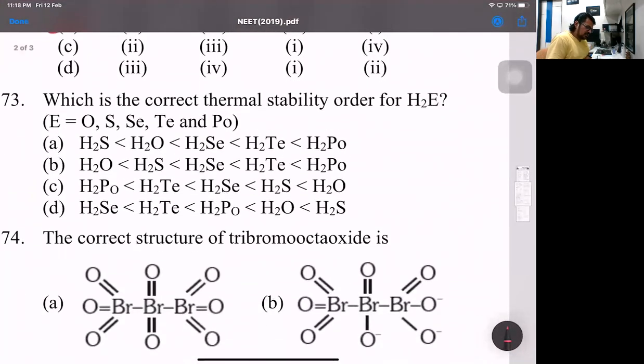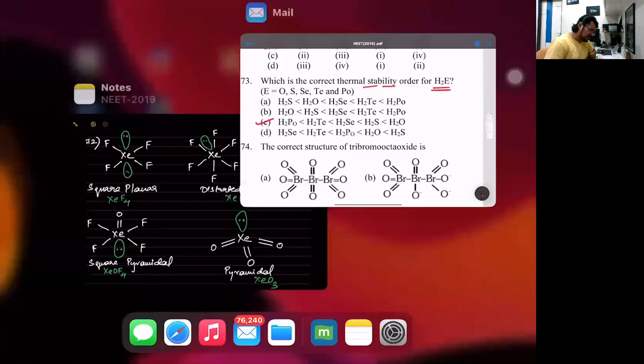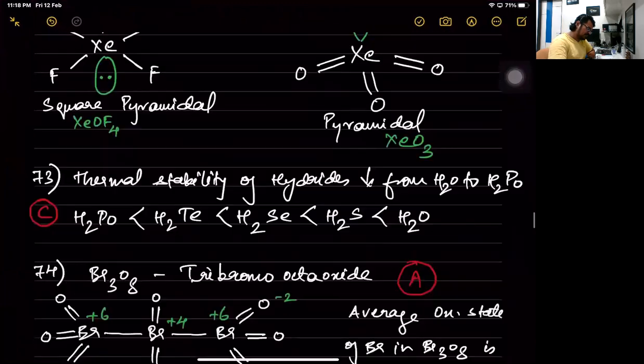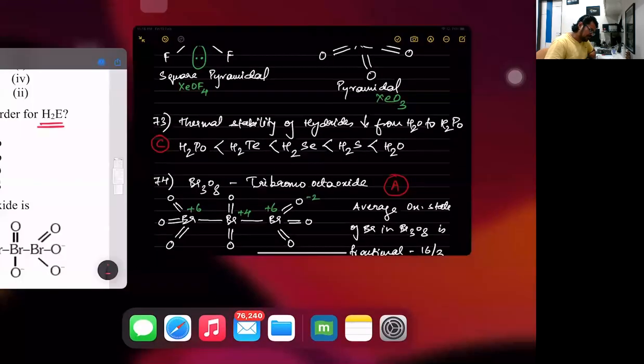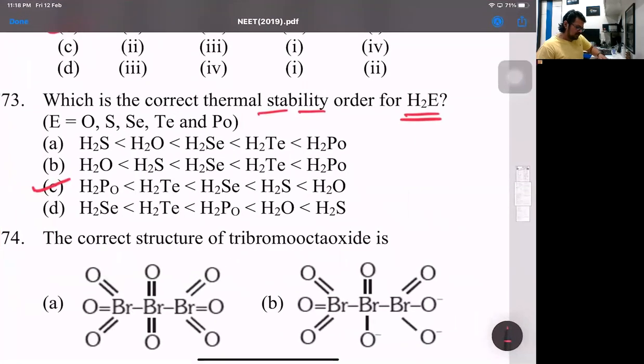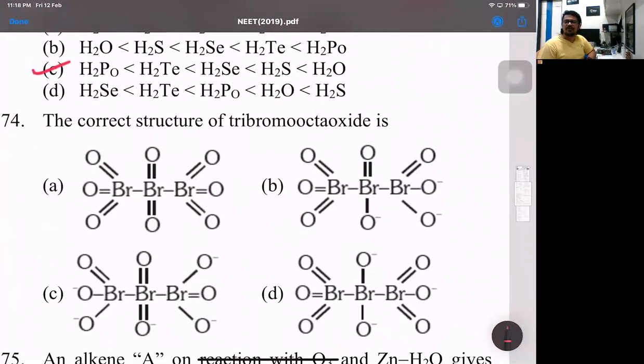73, correct thermal stability order of H2E. This is nothing but, if you observe, this is C over there. As one goes down the group, is this clear? We say thermal stability will decrease. So 73 is C there.